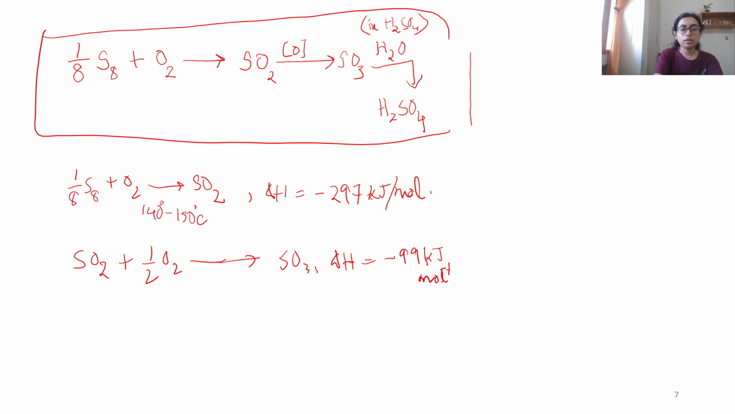Okay, and here we will maintain the temperature around 450 degree centigrade. This is just to increase the reaction kinetics. This much high temperature is needed, around 450 degree centigrade, and the pressure needed is 1 to 2 atm, in presence of vanadium pentoxide catalyst. Okay, vanadium pentoxide, V2O5.